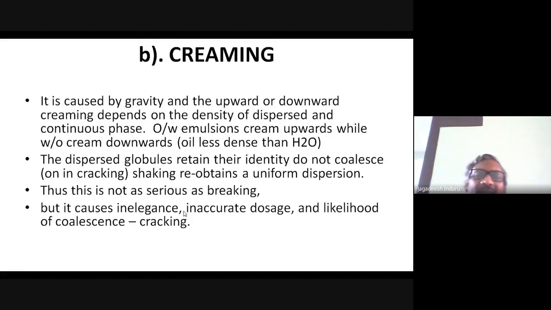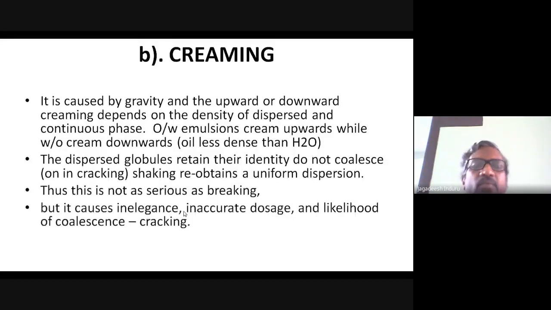Oil in water emulsions cream upward most of the time because oil globules are lighter in nature, while in water in oil emulsions they cream downwards because water is heavier, that is, denser than the oil. So oil is less dense than water, so they tend to float in the case of oil in water emulsion.